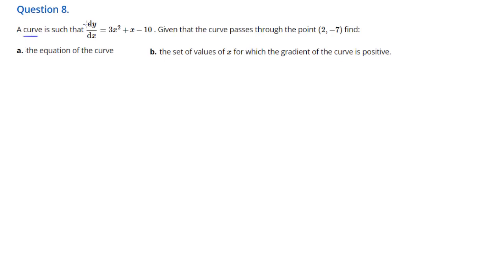Number 8, we've got a curve here, 3x squared plus x minus 2. Oh, it's quadratic, and they pass us through the point (2, -7). Find the equation of the curve. This is the derivative, so we're going to do integration, work it backwards. And keep in mind, we've got to find c after we do that.